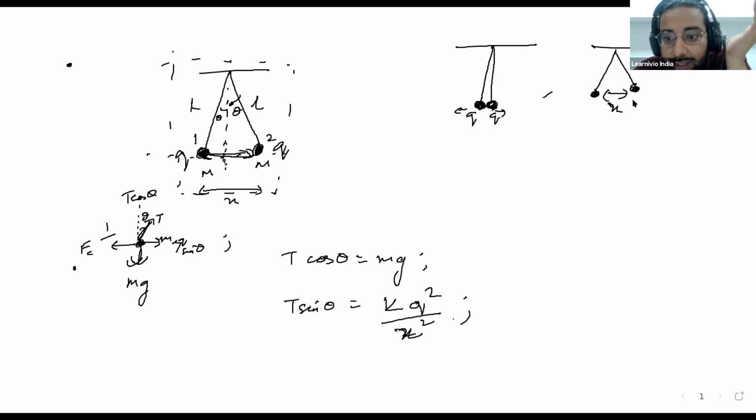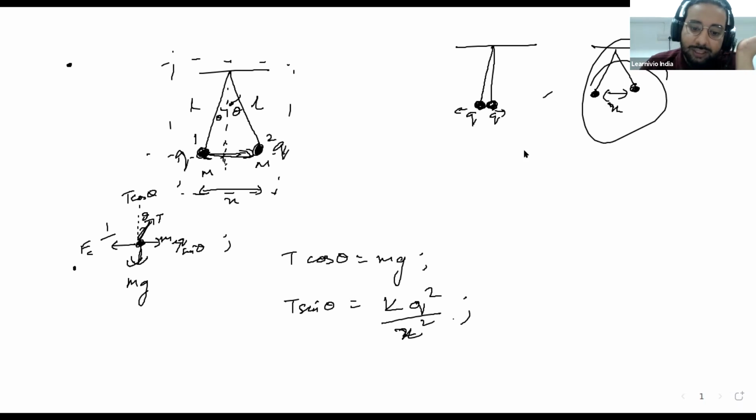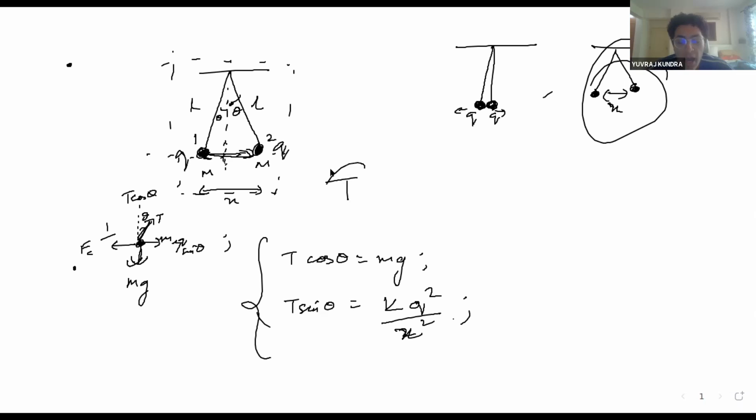So essentially, what you need to find out is this position, this distance x. How far away do they settle down? These are the two equations you have. How many variables are there? Well, you don't know the tension.